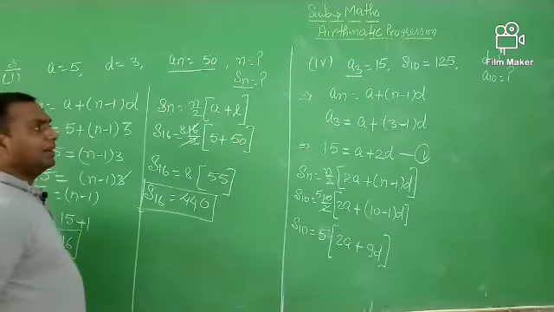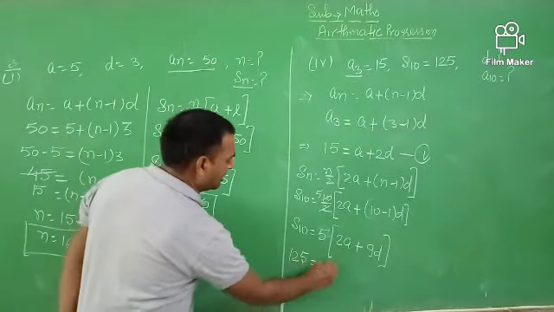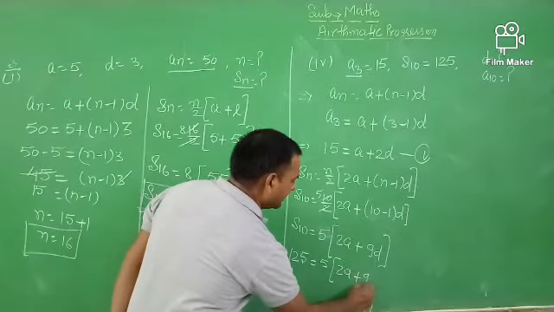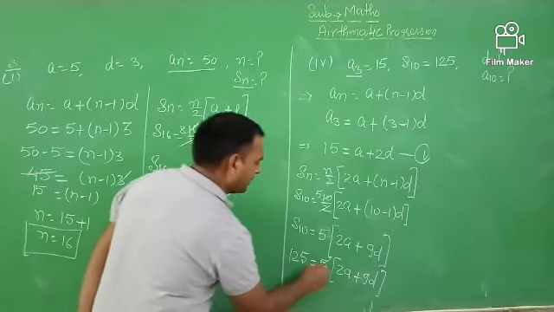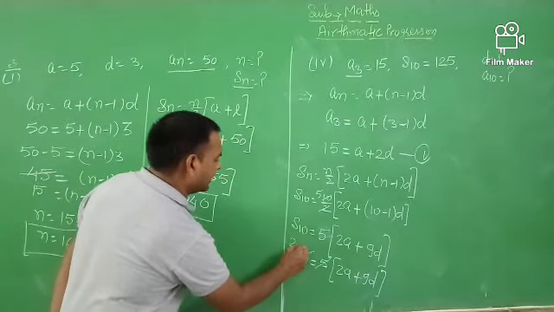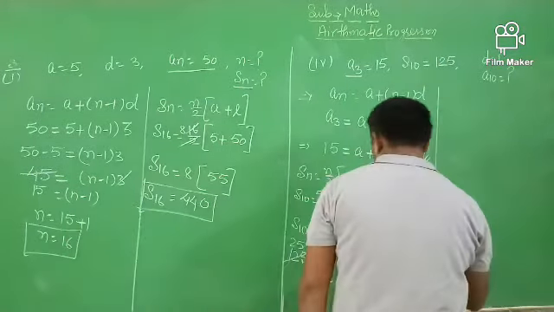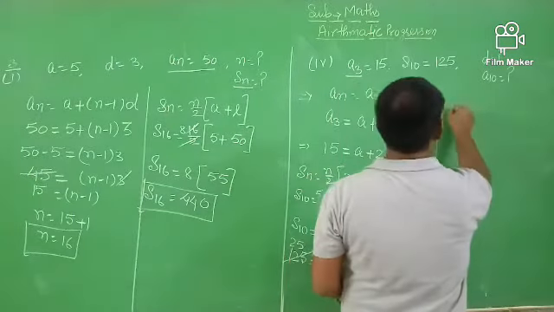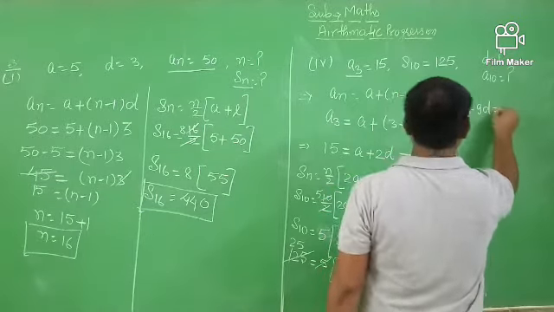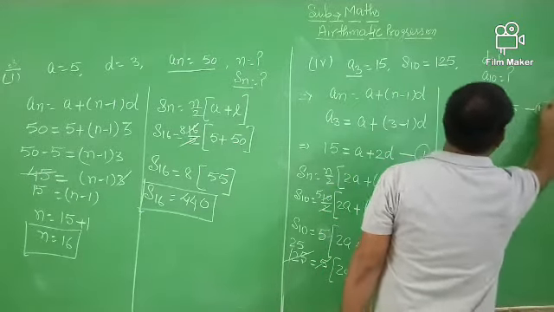Here the value of S10 is also given. It is 125. 125 is equal to 5 bracket 2a plus 9d. 125 divided by 5, 5 twos are 10 and 5 fives are 25. So another equation is created by this calculation, 2a plus 9d, and this is equal to 25. This is equation number second.